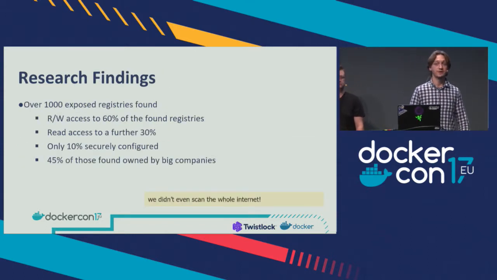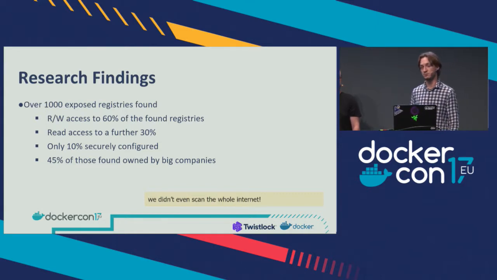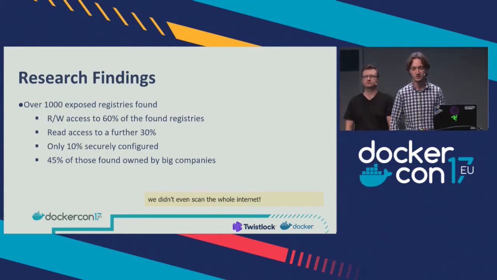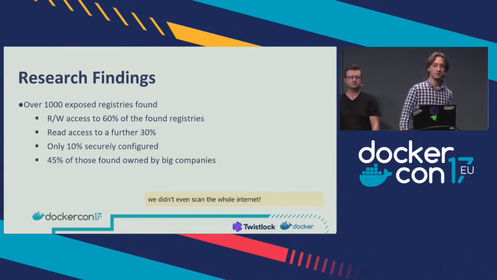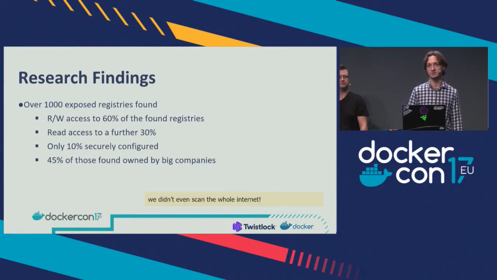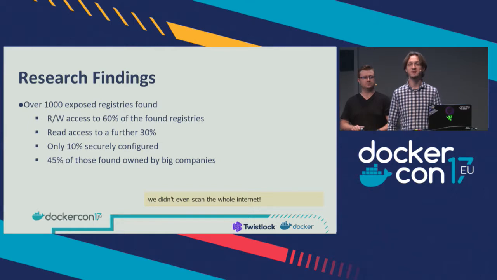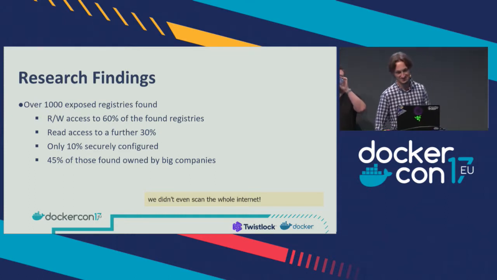Just using Shodan.io, we found over 1,000 open registries. 60% of them were completely misconfigured, so you could do whatever you want with them. Only 30% were kind of configured correctly. You could pull the images, but you couldn't push them there. Only 10% of them were actually configured correctly with good authentication. And 45% of these 1,000 registries belong to big companies. And we didn't even scan the whole internet.